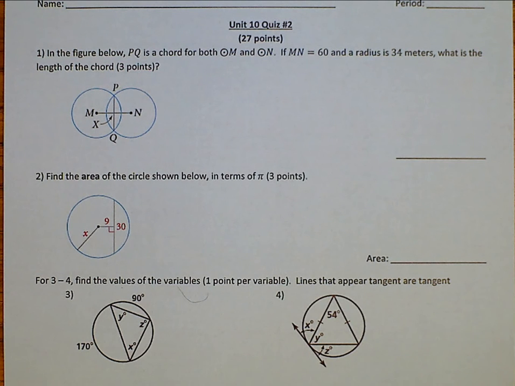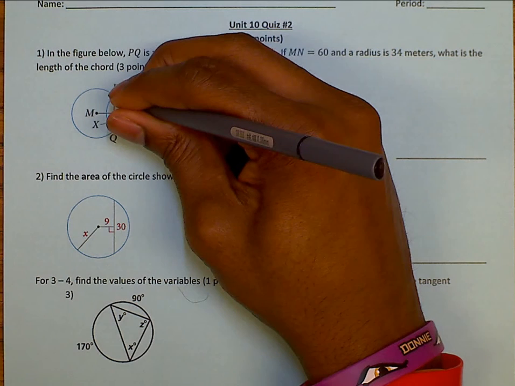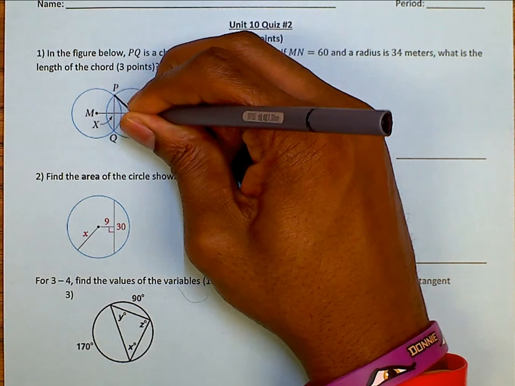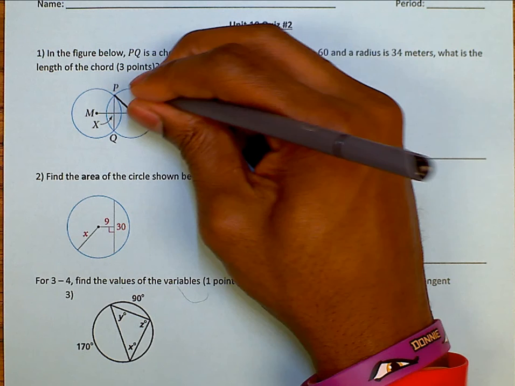For our first problem, they tell us that PQ is a chord for both M and N, and that MN is 60, and the radius is 34 meters. Okay, so we want to find out how long PQ is. The first thing I noticed is that they told us what our radius is. Let me use that here and say that this is 34.